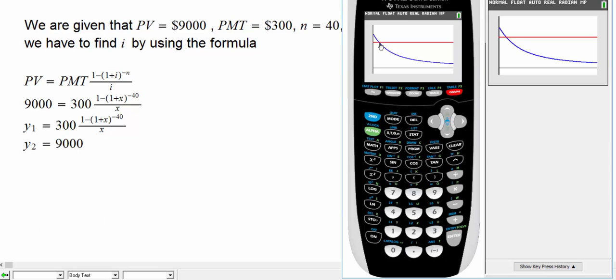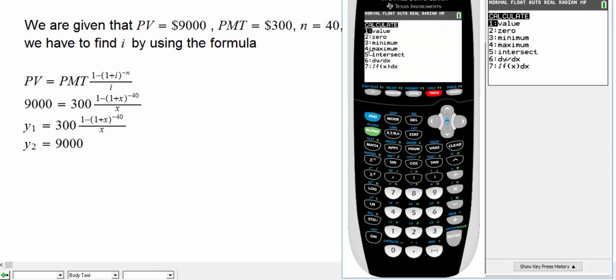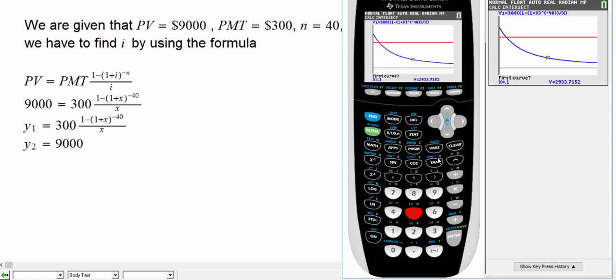So we want the point of intersection of these two. There's only one here, so we go second, calc, and we want the intersection, right? This is my first curve, y1, and this is my second curve. For the guess, let's let it guess 0.1 because it is going to do the numerical calculations for us. For the intersection, it shows us that x is about 0.0148462. So it's a very small interest rate per period in this case.